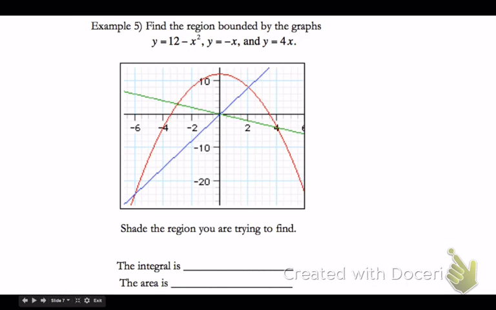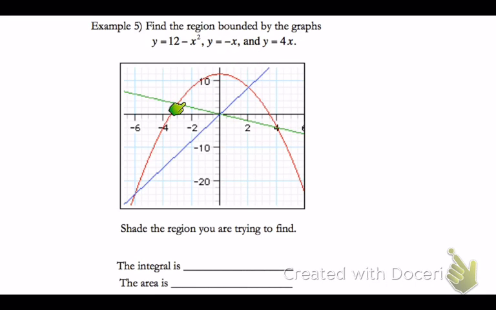There we go. Example number 5 says, find the region bounded by these graphs. Y equals 12 minus x squared. Which color graph is that up here on my screen? That's the red one, because it's an upside down quadratic. So it's an upside down parabola, which is the red one. Y equals negative x. Which color is that? The green one. And what about y equals 4x? The blue one. So it says find the region bound by these graphs.